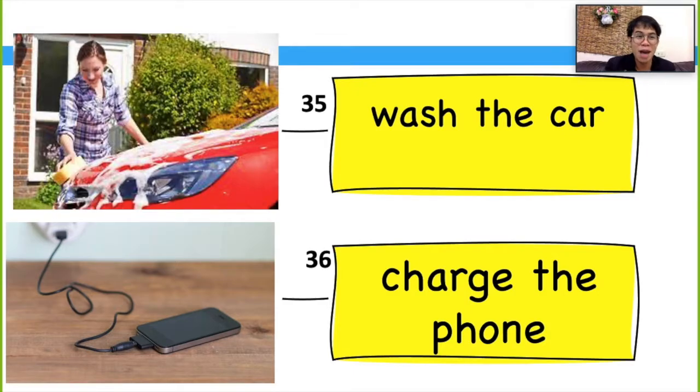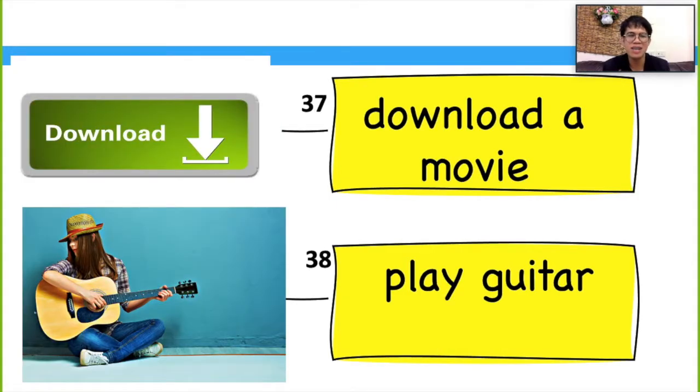If your phone is empty or your phone's battery is running low, you can charge your phone. Charge your phone. Number 37, download a movie. So if you don't want to watch online, you can download it. Okay, you can download a movie. And 38, play an instrument. Like for example, guitar. You can play a guitar.